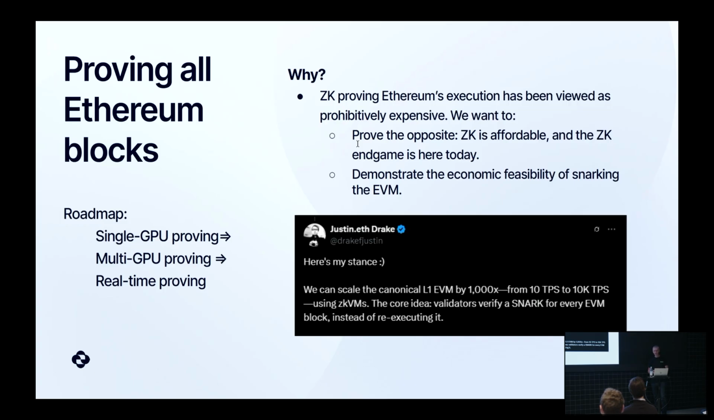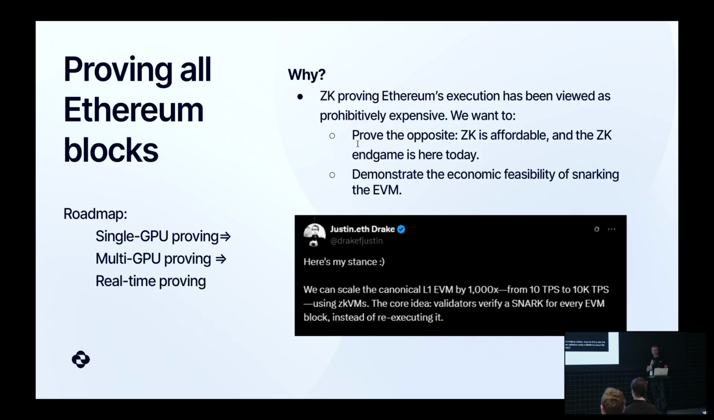The ZK endgame is here today. It's affordable even today. You'll see some figures in my upcoming slides, and we wanted to demonstrate this economic feasibility. Our roadmap was simple. We started off with single GPU proving. That's how the ETH Proofs initiative started. We recently moved to multi-GPU proving, and then obviously our goal is to get to real-time proving. We are not quite there yet, but getting there quite fast, I hope.